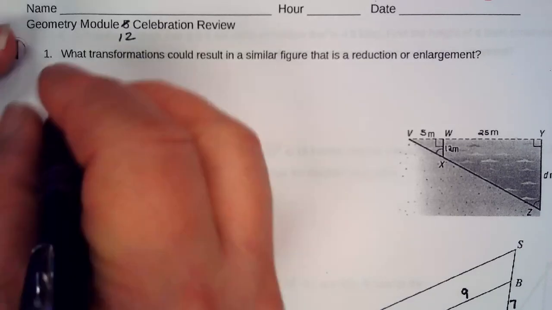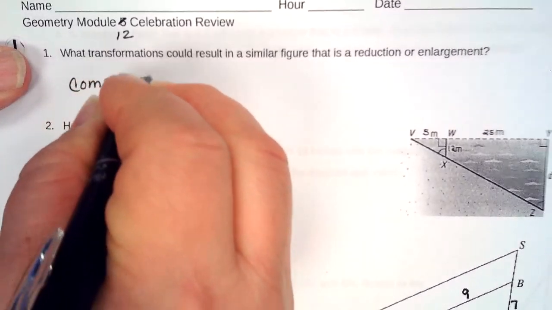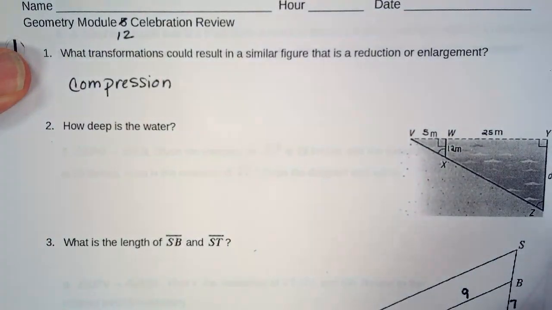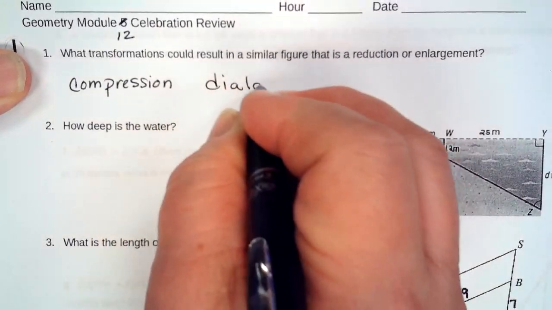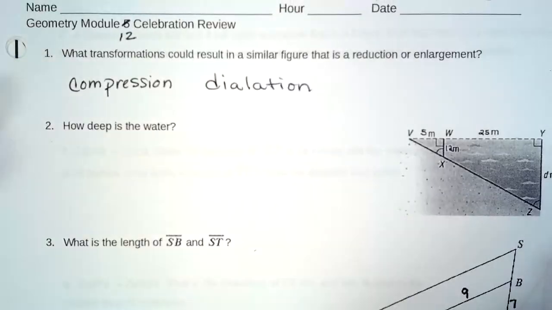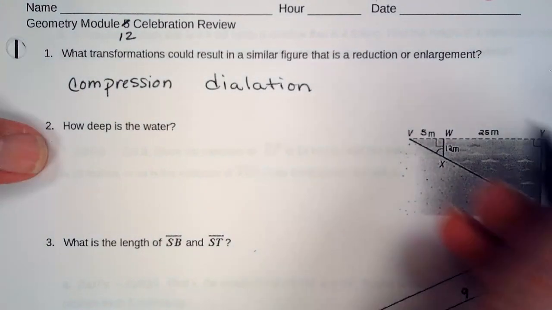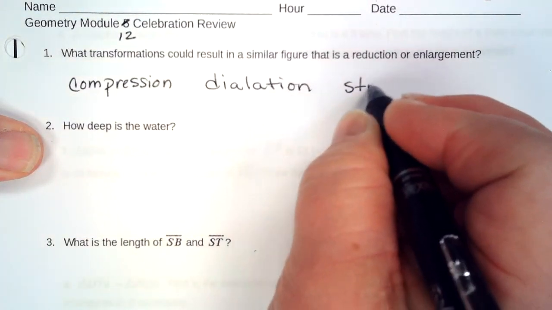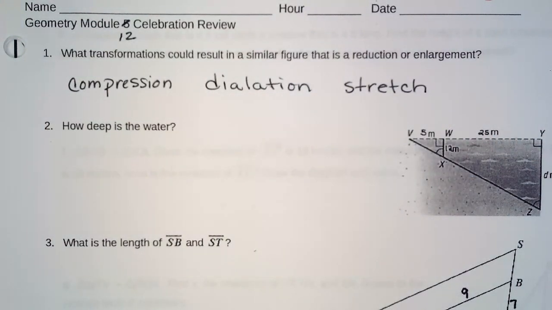A compression would be one. What is the opposite of being compressed? Being dilated. Dilation would be another. And finally, there's one that we see in graphs as a transformation on a graph, and we call that a stretch. So those are the 3 transformations that will result in a figure that is not the same size. Those are your non-rigid motions.